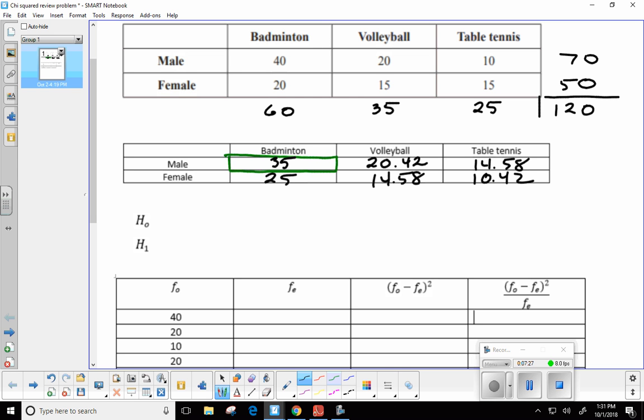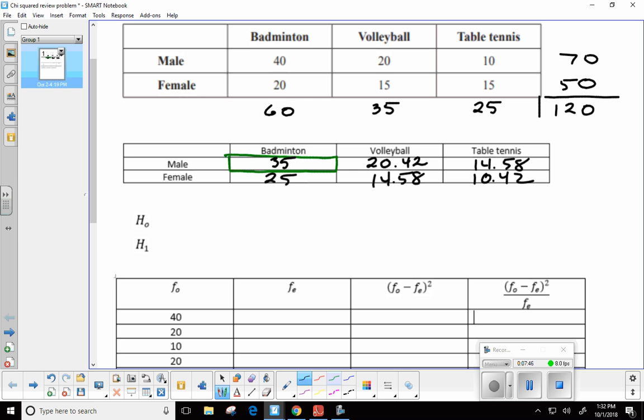Okay. Well, now, we'll come back to these in just a second. What's H naught? That's the null hypothesis. H sub 1? The alternative hypothesis. Okay. So we'll come back and we'll write those sentences in just a second.